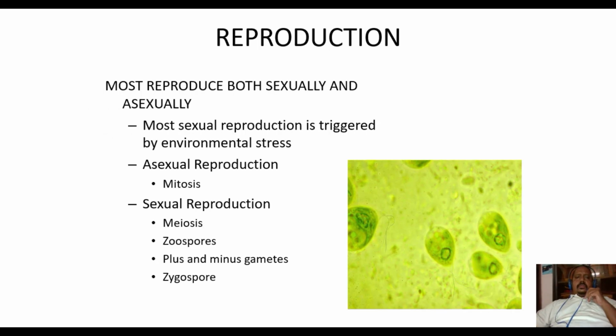Coming to reproduction, they reproduce by both sexual and asexual methods. Most sexual reproduction is triggered by environmental stress. It's very interesting that the sexual reproduction takes place at the beginning of the unfavorable season. During the favorable season, the algae undergo rapid multiplication through asexual and vegetative methods.